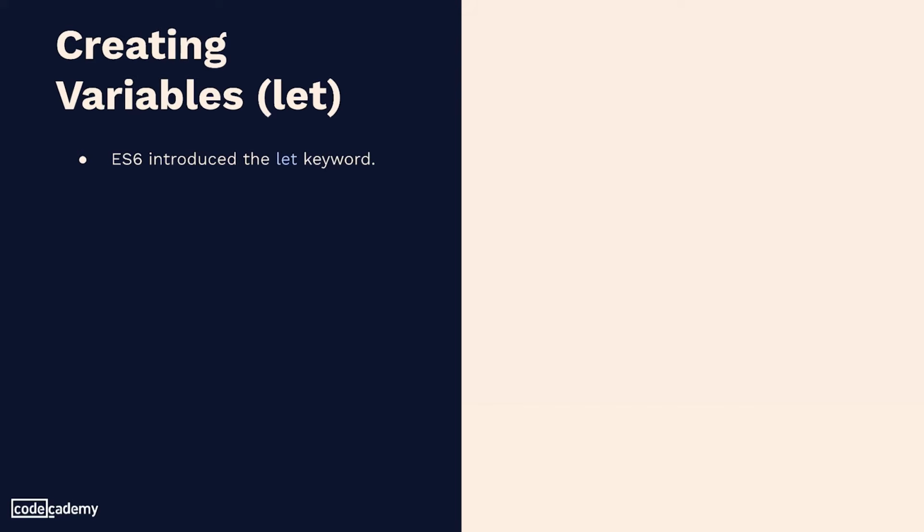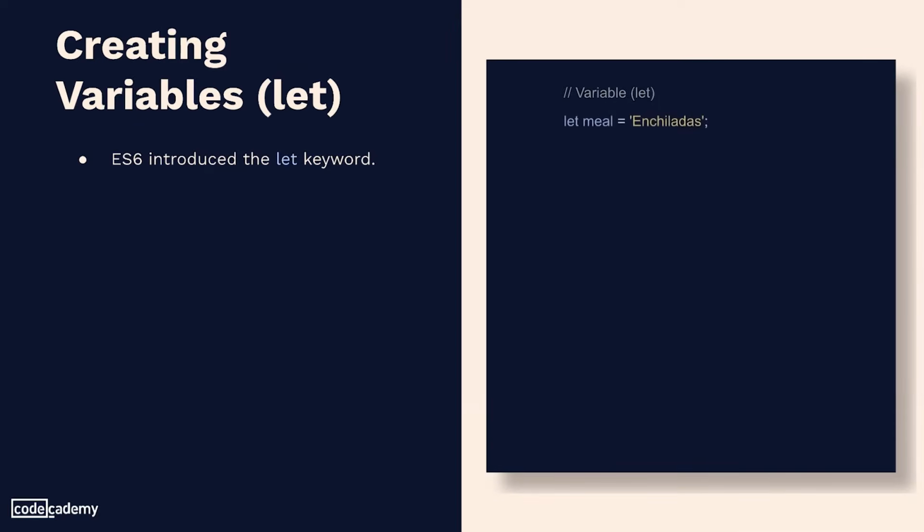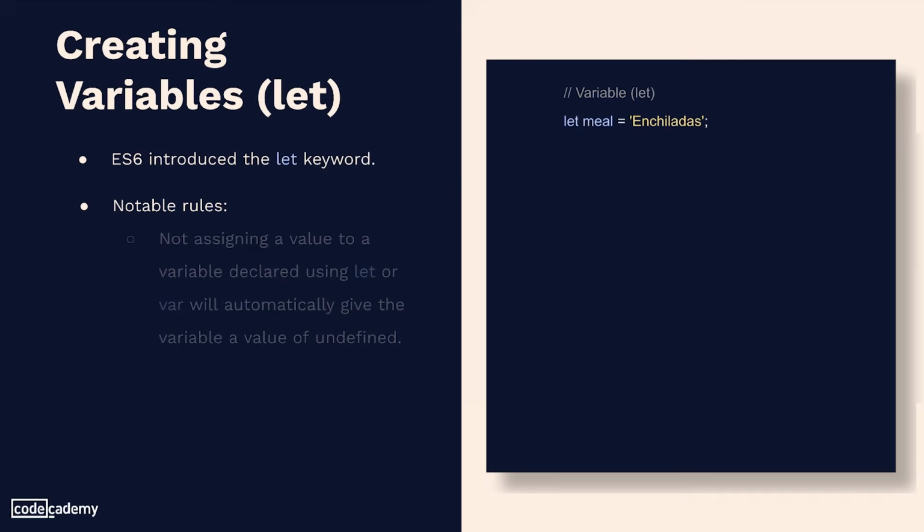All of the rules we already discussed for var also apply to the let keyword. Take a look at the example on the right. Here, we have a variable called meal and assigned it a string value of enchiladas. Not much is different here than what we did with var. It's worth noting 2 additional rules about variables that we didn't discuss in the previous exercise. For both let and var, we can choose to initialize a variable with a value.